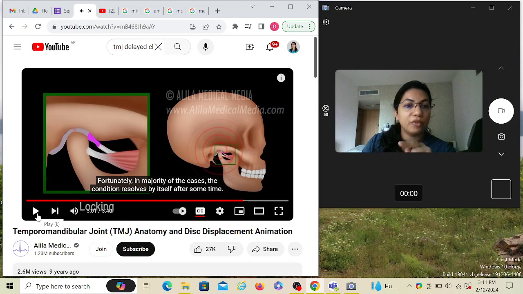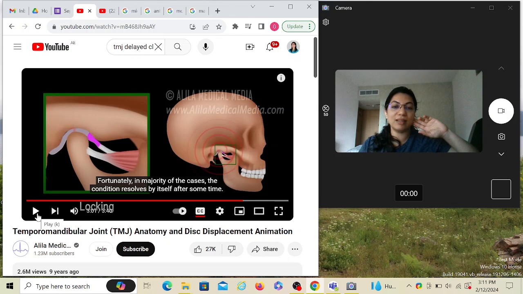So now if you see, the condyle is behind the disc. This is called as without reduction. You need to remember these two images. So if somebody says I'm having a clicking, but my jaw is not getting locked, that means the clicking is happening because the condyle is having friction with the articular eminence, but it's still coming below the disc and there is no pain. Usually clicking doesn't cause pain.